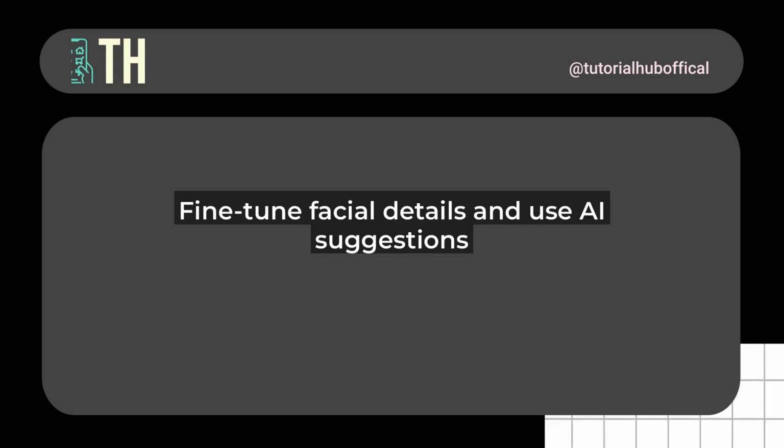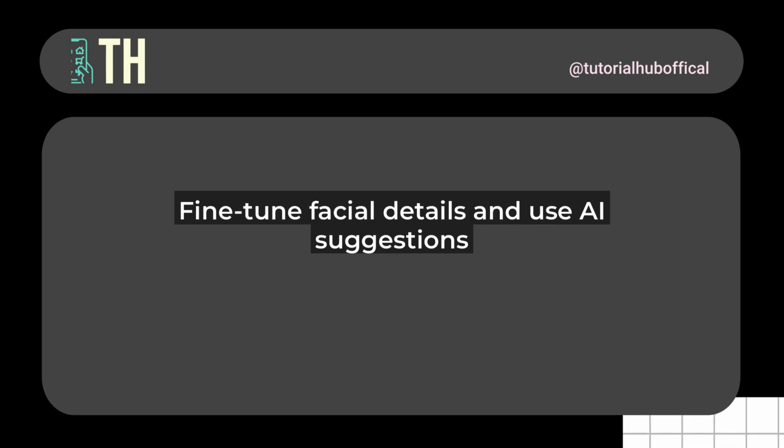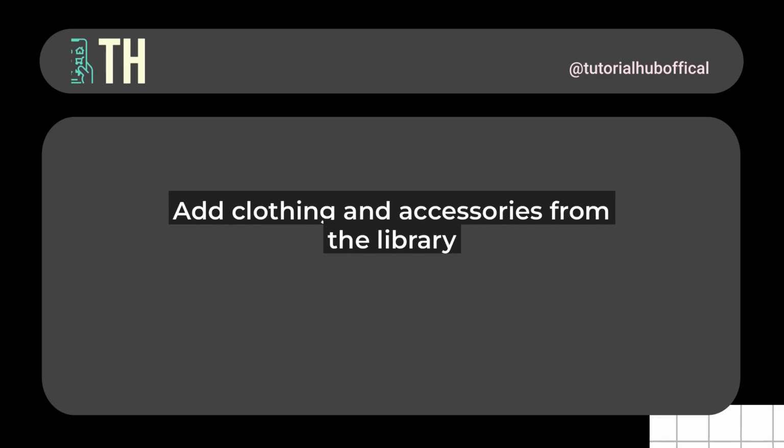Don't stop there. Add clothing and accessories from Polybuzz's extensive library, which includes everything from streetwear to sci-fi gear. You can mix and match colors, patterns, and styles to make your character truly one of a kind. Finally, assign attributes like skills, personality traits, or backstories if the platform supports it.